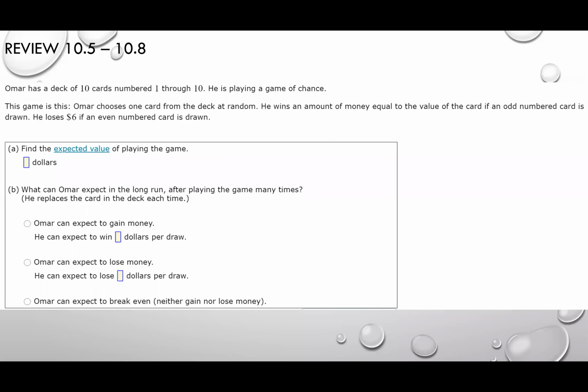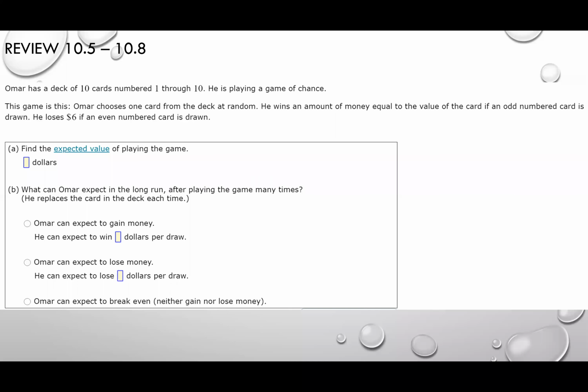They say Omar has a deck of cards numbered 1 through 10. He is playing this game of chance. In this game, Omar chooses one card from the deck at random. So again, let's say we have 10 cards, and we shuffle them up. He will win an amount of money equal to the value of the card if an odd number card is drawn. So basically, he only wins if he draws an odd number card. If he draws an even number, he will lose. He will lose $6 if an even card is drawn.